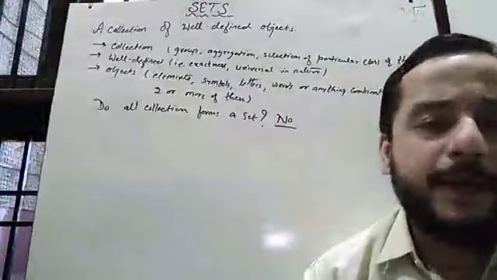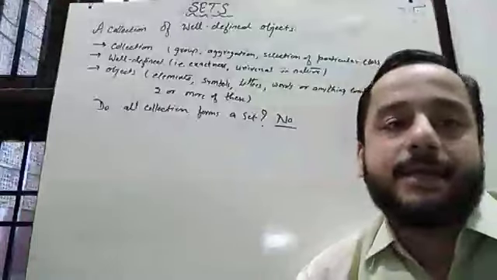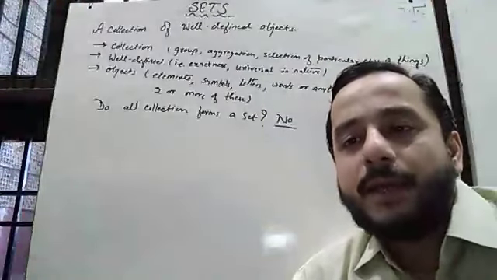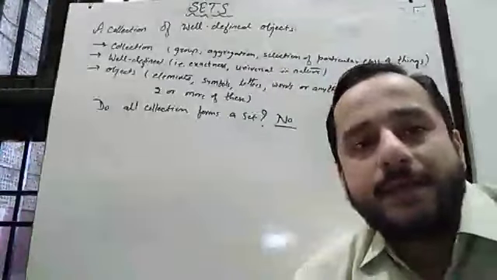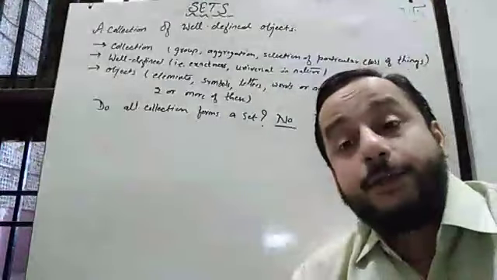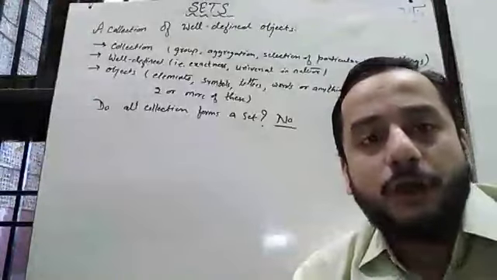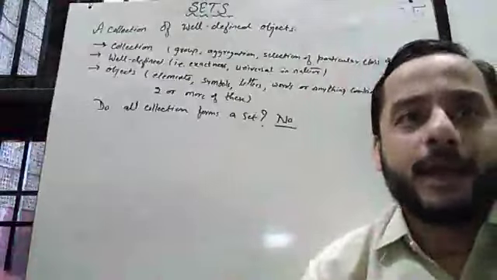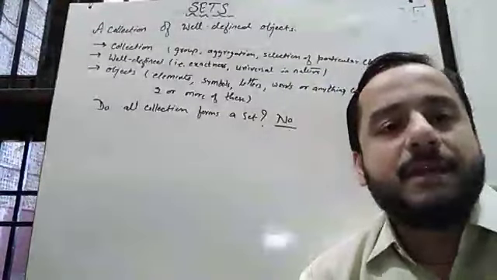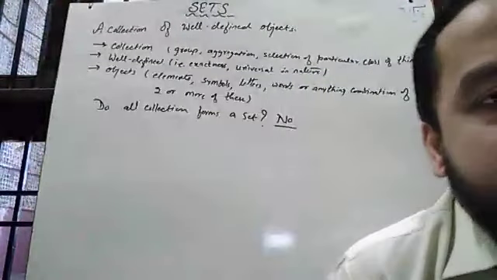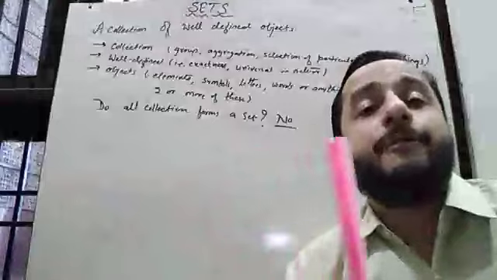So for something to be well-defined, it should be exact, where words like maybe or may not should not be there. It should always be this. There should not be a case where it may or may not happen. Such doubtfulness should not be present. This is what is known as well-defined.